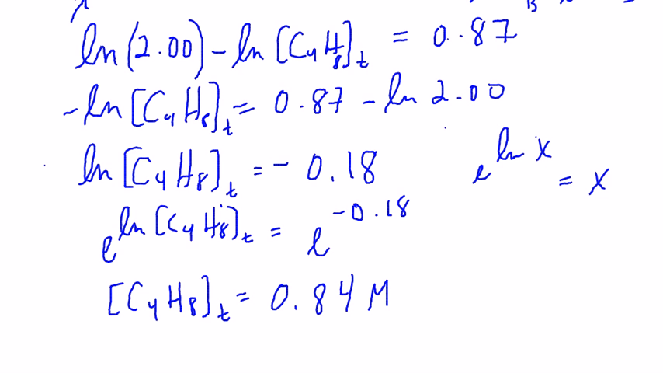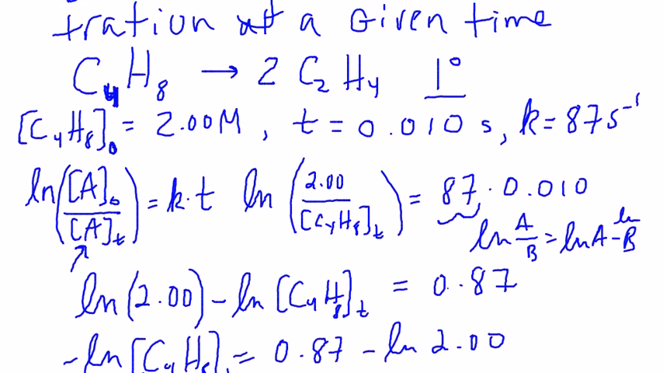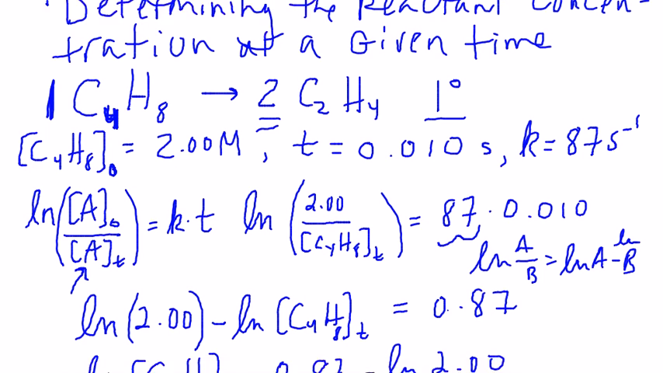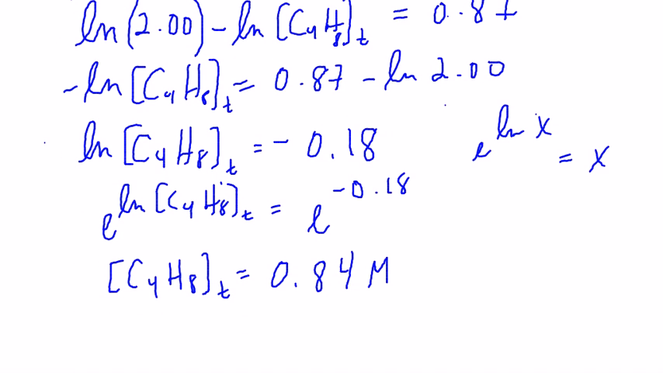Looking back at this reaction, because for every 1 mole of cyclobutane that decomposes, we get 2 moles of the ethylene gas, that means that at time t, if what we also wanted to know was the concentration of the ethylene gas, it would be twice this number, because the rate at which the cyclobutane disappears is equal to half the rate at which the product appears.